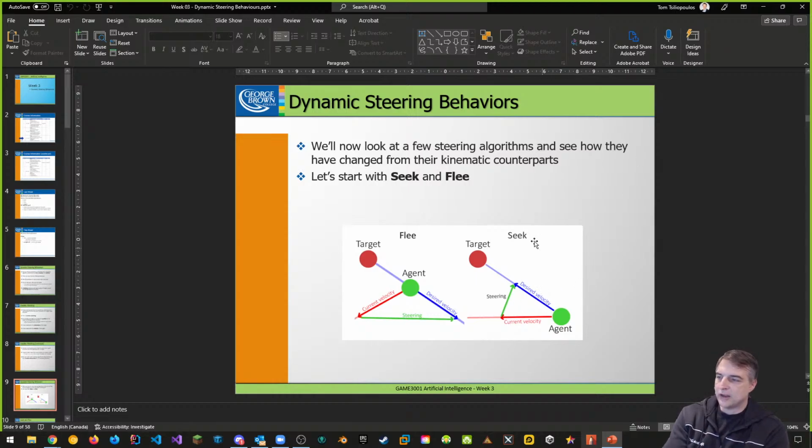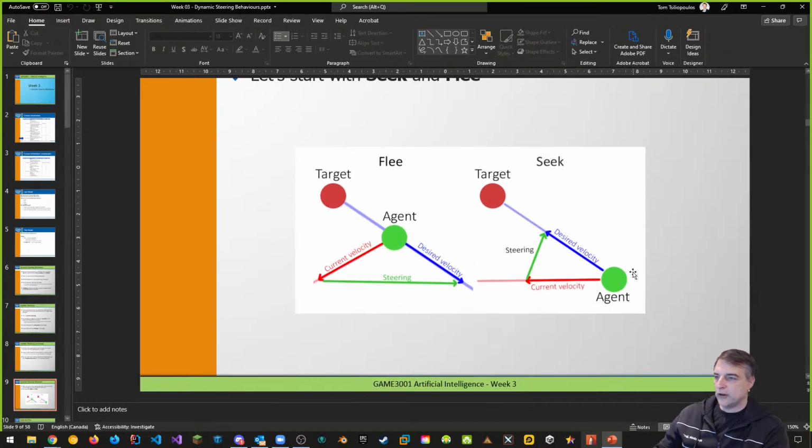This is a good way of taking a look at a high level at what seek is and what flee is. If this is the agent, the autonomous character, let's suppose they're going this way. That's the current velocity. I'm going to zoom in here so you can see it a little better. Here's the current velocity. I'm going this way, and this is where I want to go to seek the target. The steering algorithm is going to steer me back to where I want to go, so I can reach the target. That's what seek does in a nutshell.